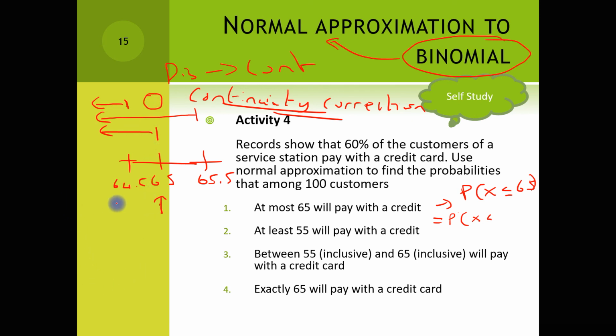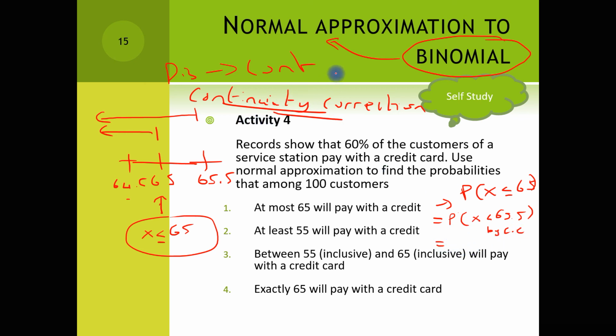If x was less than 65, then I could exclude it and use 64.5. But here, because it is less than or equal to, I can't exclude the 65. This is why I can't take 64.5, but I have to take 65.5. So this turns out to be less than 65.5. I could still use less than or equal to, or I could use less than. It doesn't matter anymore because now we are working in the continuous case setting.